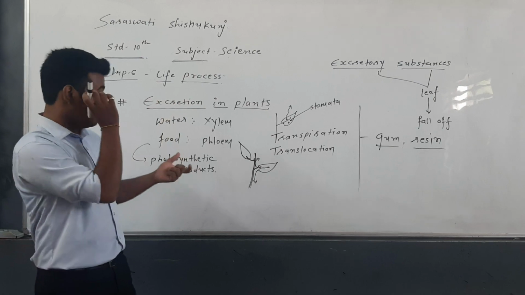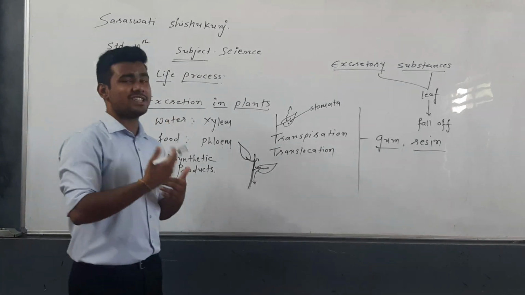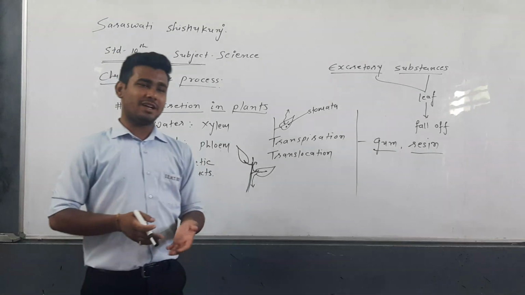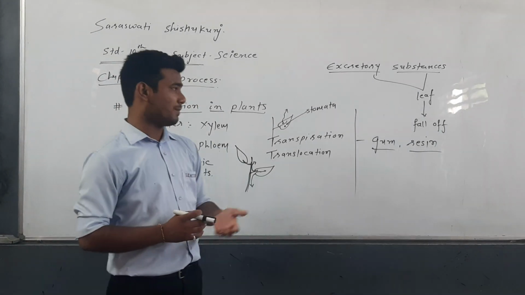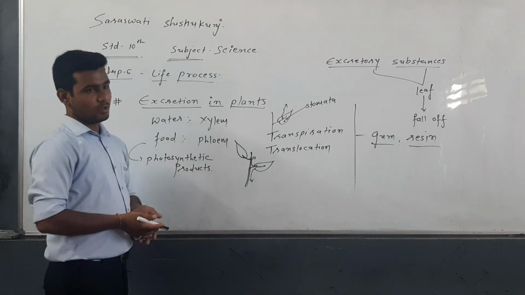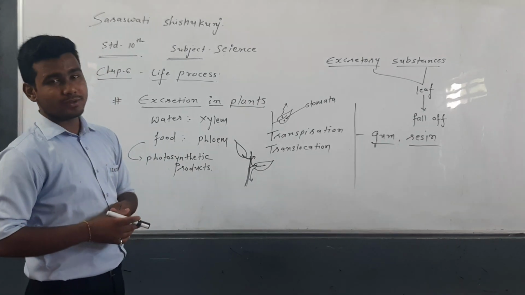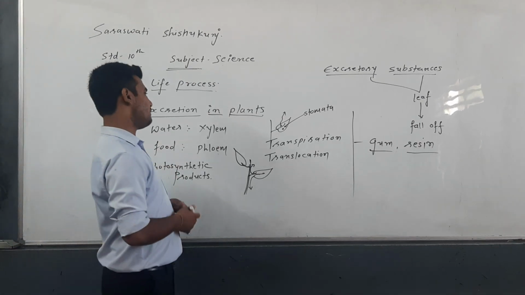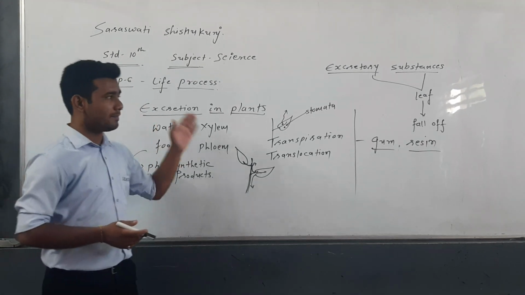It can be asked in 2 marks how excretion is done in plants. So we can write that by different biochemical, biological, and physical processes, by the process of transpiration and translocation, plants also produce some waste material, and the removing of that waste material is called excretion in plants.